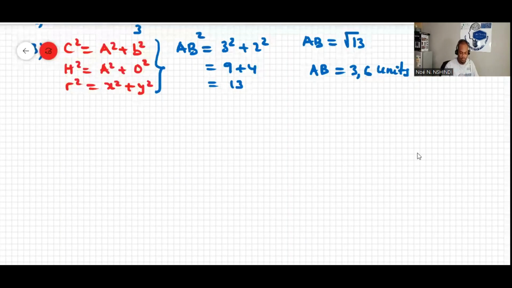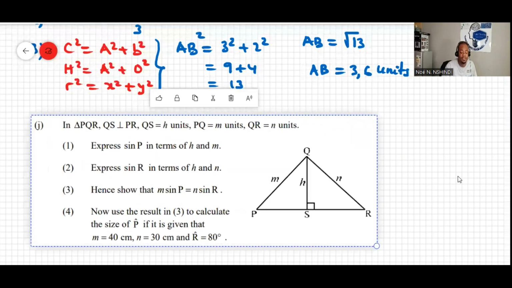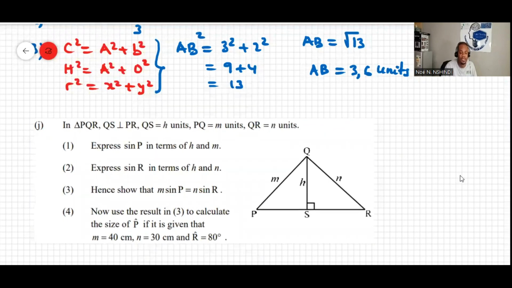Well, we have another question here. The question says that in the triangle PQR, QS is perpendicular to PR, QS equals H units, PQ is equal to M units, QR is N units. Now question 1 says express sine P in terms of H and N.